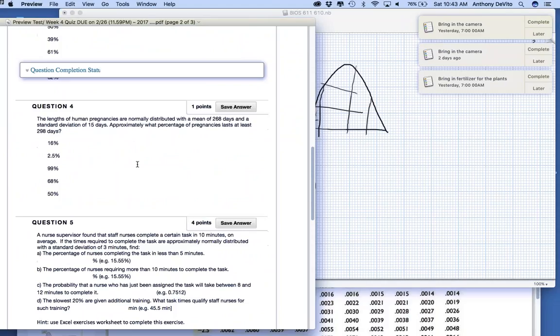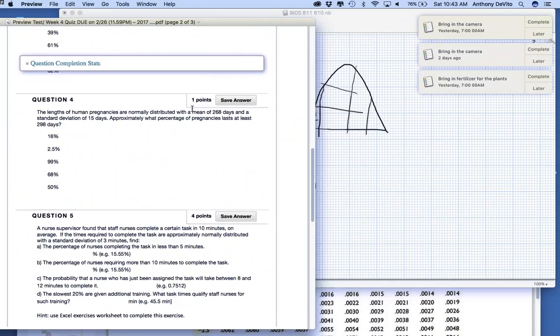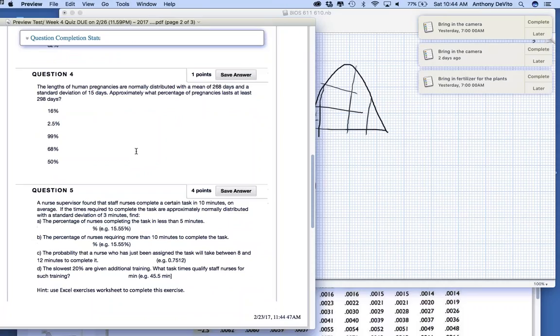Length of human pregnancies distributed. Again, this is kind of similar, right? Mean of 268, standard deviation of approximately... What percentage of pregnancies last at least 298 days? Think about what they're asking now. They want to know how many of them last at least 298, so we're looking for more than 298. So we're looking for the area above the z-score that represents 298 days. Right, so that's to the right of the distribution.